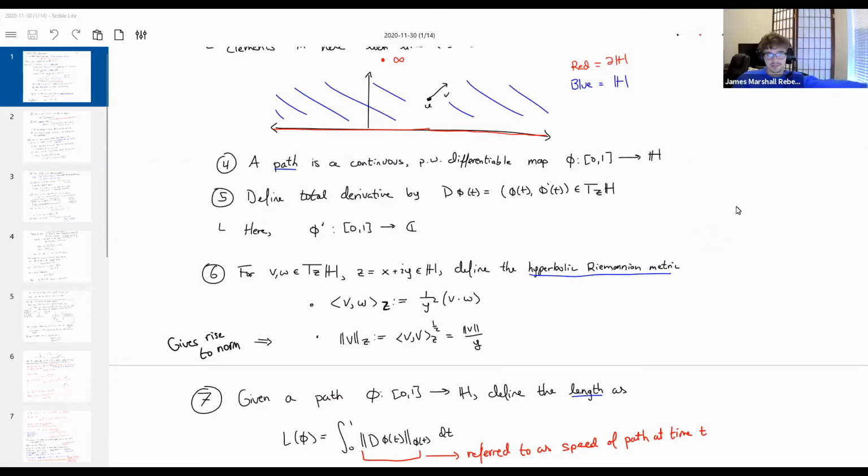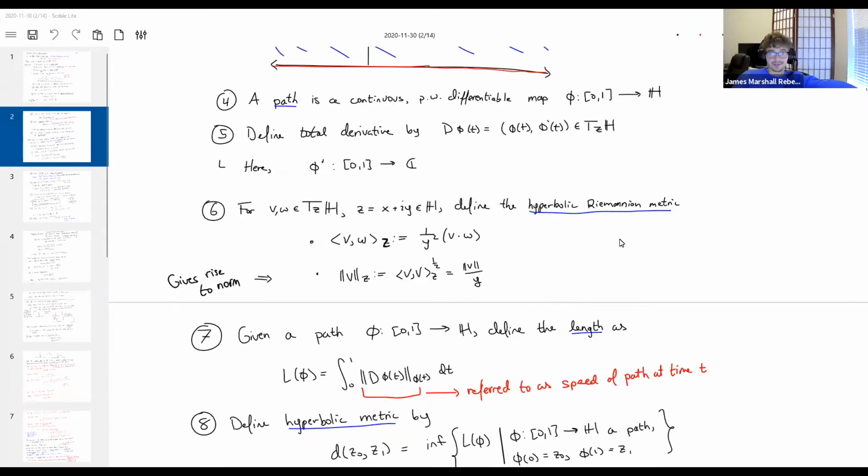A path is a continuous piecewise differentiable function from the unit interval to H. Paths have total derivatives defined in this way. So we have phi of t and then phi prime of t, where phi prime is going from the unit interval to the complex numbers. This will be useful to define lengths of things.